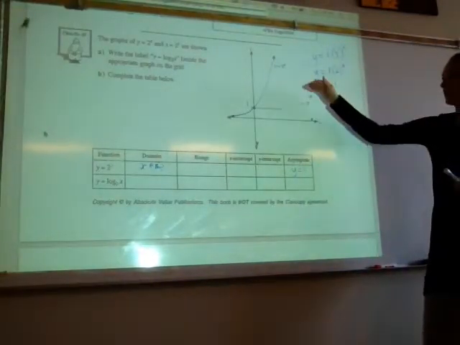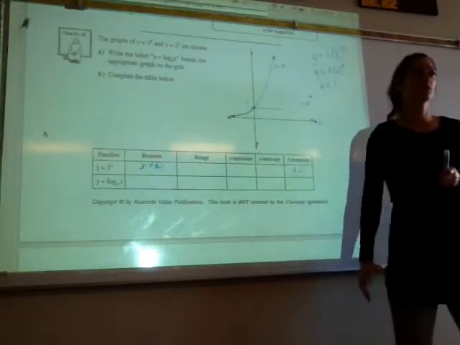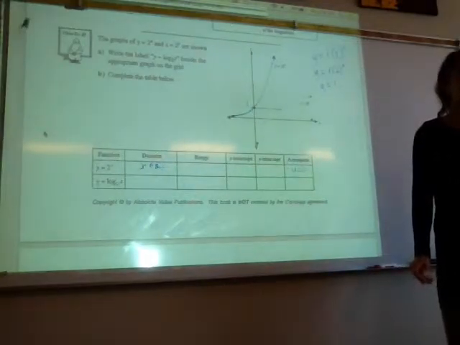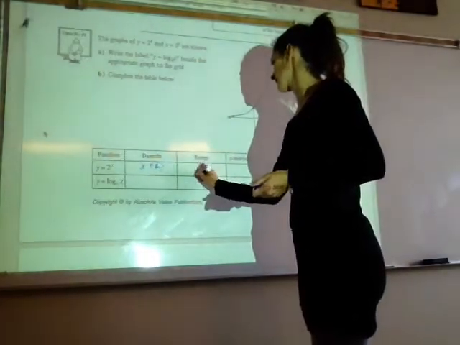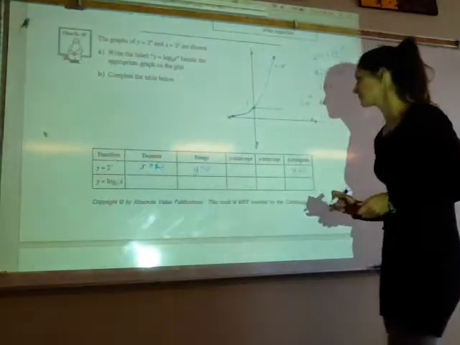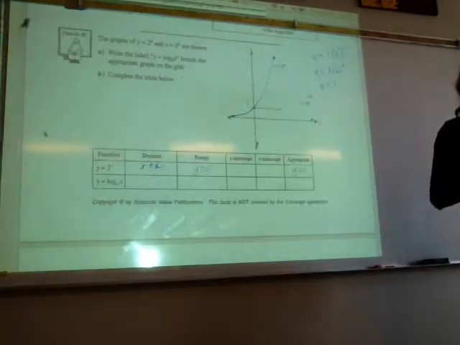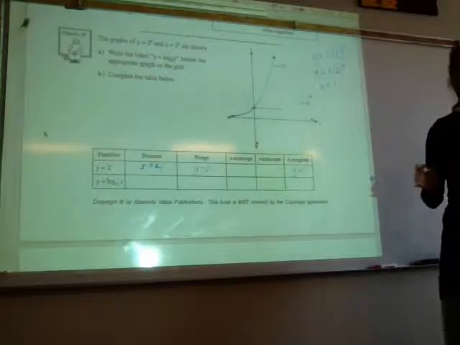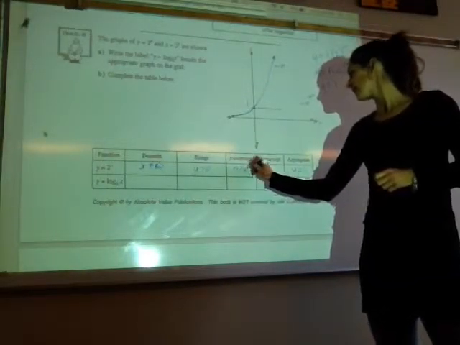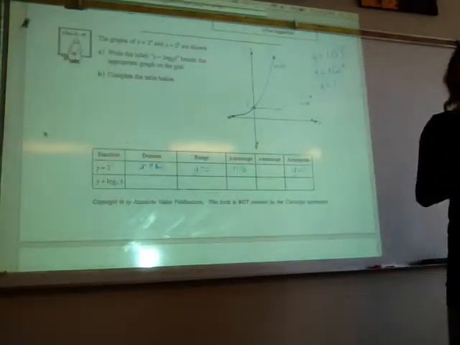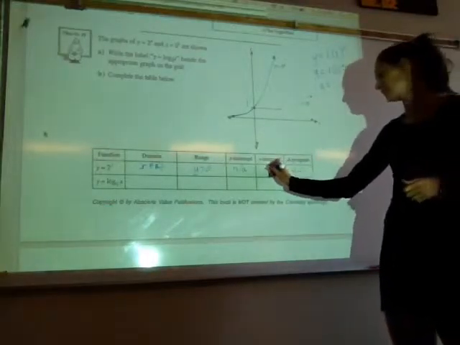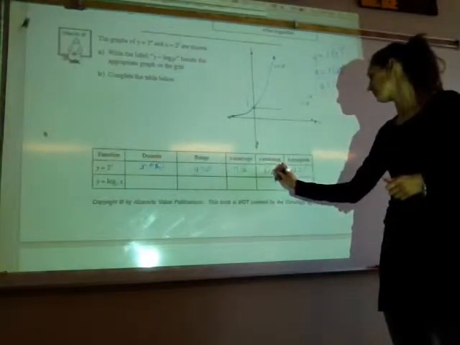And if this graph is not going to touch the x-axis, what is our range? Y is greater than 0. Perfect. Do we have an x-intercept if it never touches the x-axis? Nope. And what's your y-intercept? 1. Well, we already figured that out. It's 1. Okay, and I'm going to put the ordered pair (0, 1).